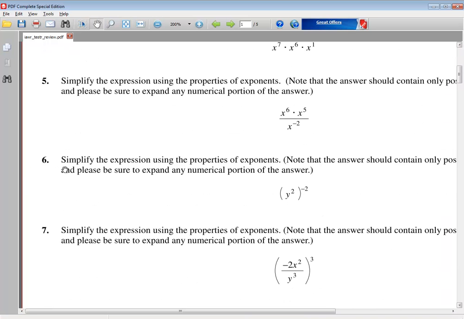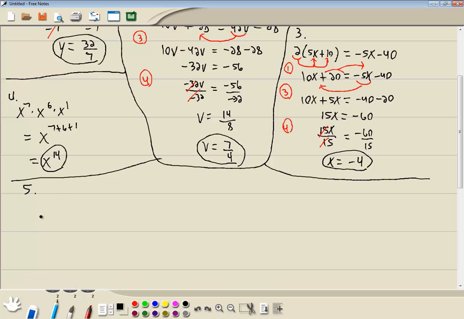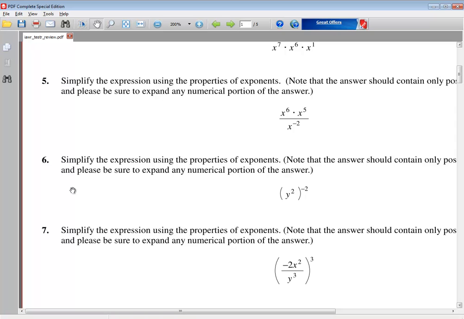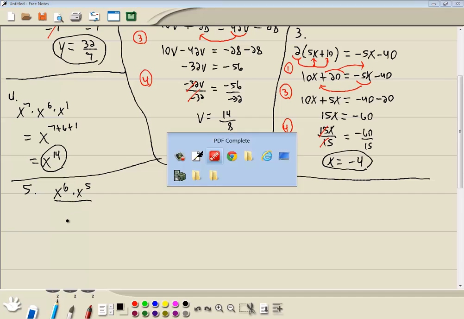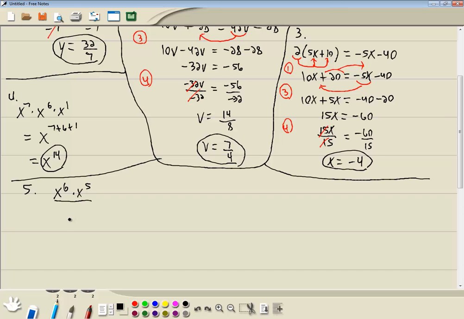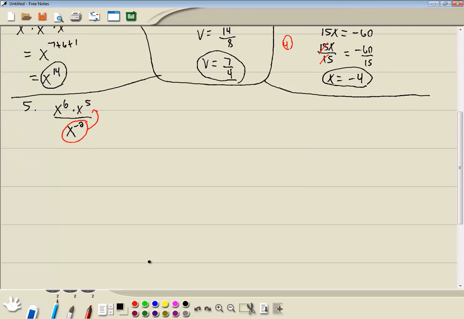Okay, number 5. We got x to the 6th times x to the 5th over x to the negative 2. Now for simplifying purposes, we never want negative exponents, so that's the first thing I want to handle. I'm going to take this x to the negative 2 and move it up on top. Now when you move anything opposite where it's at in a fraction, the sign of the exponent changes. So we got x to the 6th times x to the 5th, and when we take the x to the negative 2 up on top, it becomes x to the positive 2. And I'll put a placeholder of 1 down there.